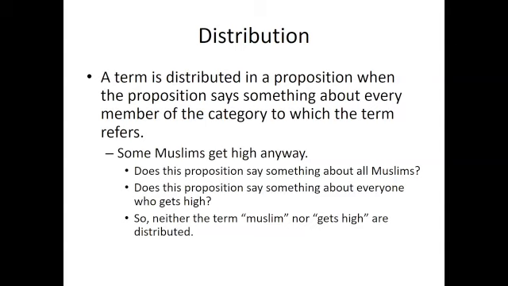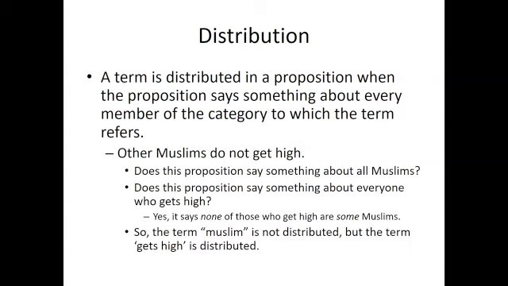Does it say something about everyone who gets high? No, it doesn't tell us that everyone who gets high is a Muslim. So the proposition does not say something about all Muslims, and it does not say something about all people who get high. It says something about some Muslims and therefore about some people who get high. So neither the term Muslim nor gets high is distributed in this proposition.